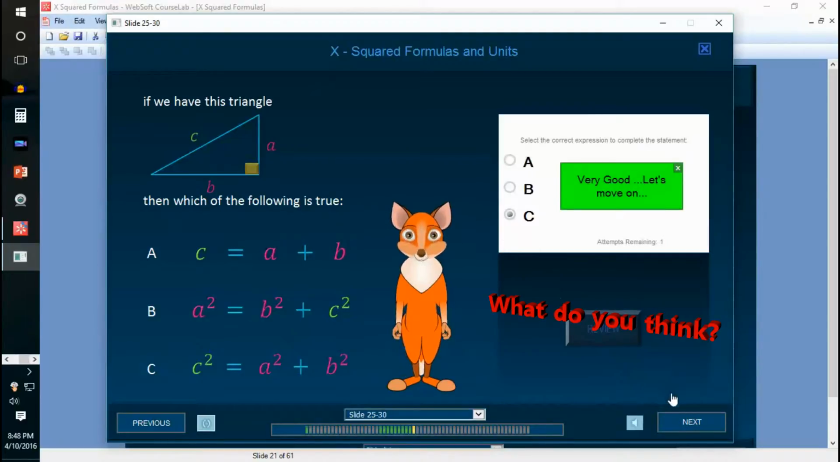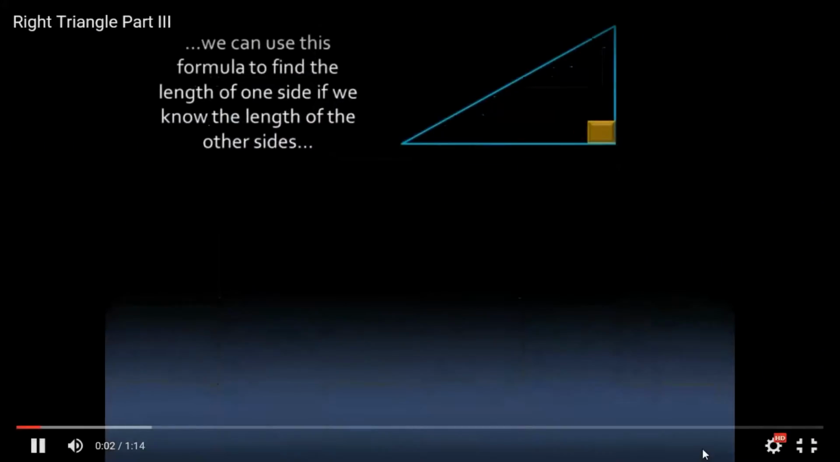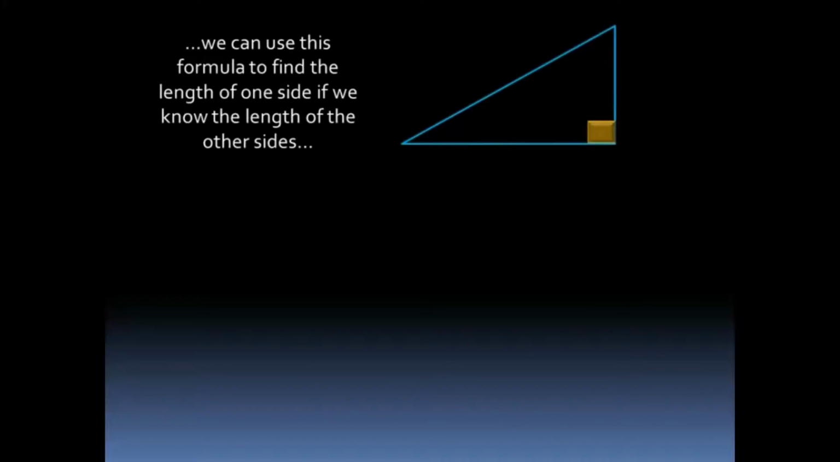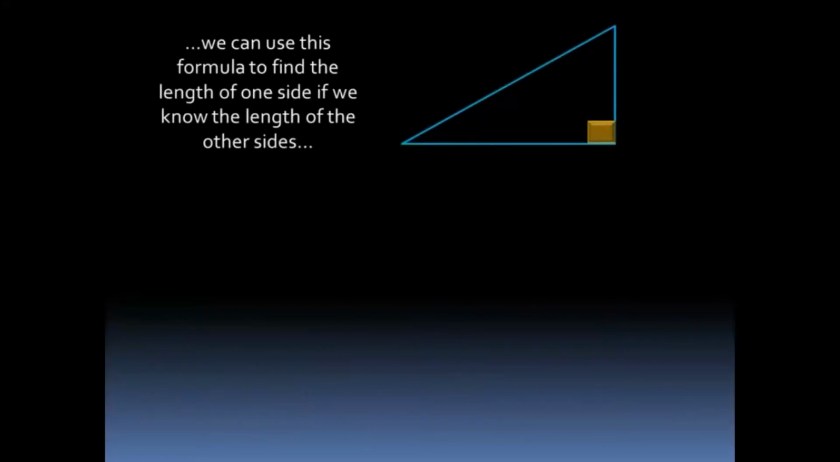Very nicely done. Answer choice C is the correct formula. We can use our formula to find the length of one side if we know the length of the other two sides. Let's look at an example. If one side measures 3 inches and another side measures 4 inches, we can use our formula to find the measure of side C.